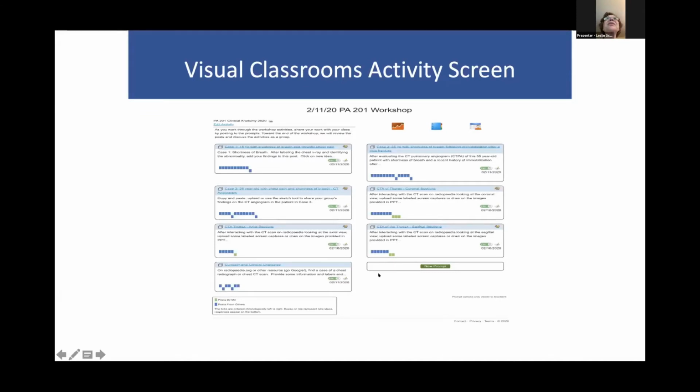Again, as context, just so you know what Visual Classrooms looks like, this is an activity screen, the one that students see. Each of the blue boxes is a prompt that instructors create to give students instructions of what they're supposed to be doing. Next slide.